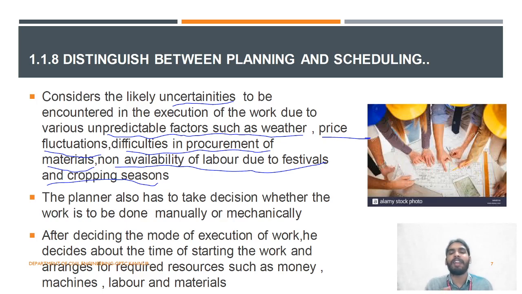After deciding the mode of execution of work, he decides about the time of starting of work, when to start the work, and arranges the required resources such as money, machine, labor, and materials. He arranges the money. As we studied, what are the 5 M's? Money, material, man, everything. He arranges. That is a planner. That is the importance of a planning engineer, which is a very big stream. It has a high demand in the Gulf countries. The planning engineer is getting a very good salary.